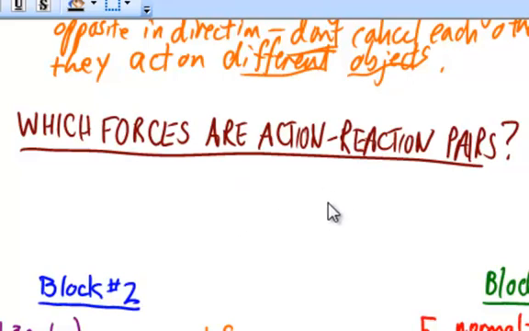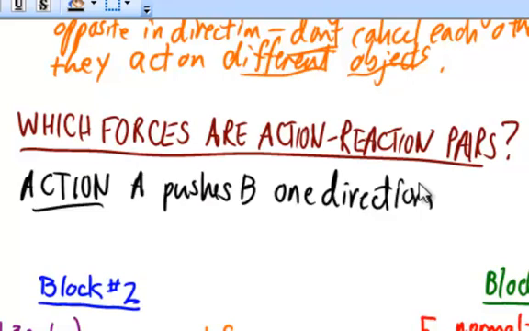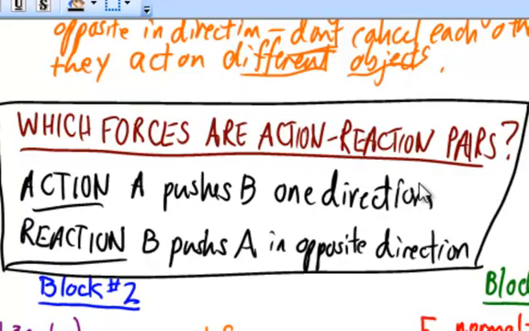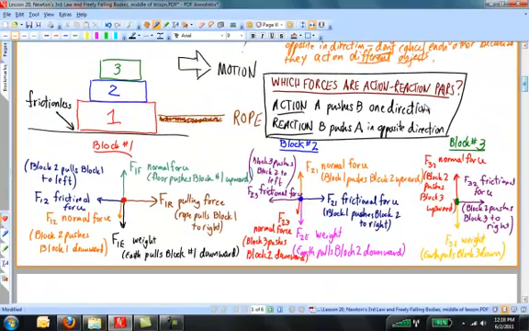Let's recall our scheme for identifying action and reaction pairs. Newton's third law tells us that one of the forces, the action force, is object A pushing object B in one direction. Its reaction force is object B pushing object A in the opposite direction. So let's apply that scheme to answer the question: which of the forces in these diagrams are action and reaction pairs with each other? I claim that there are several.